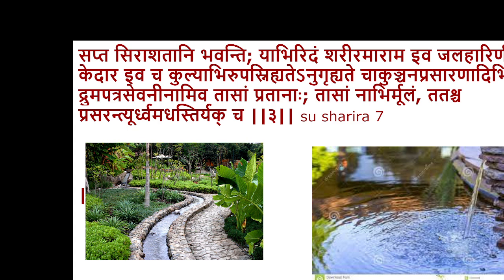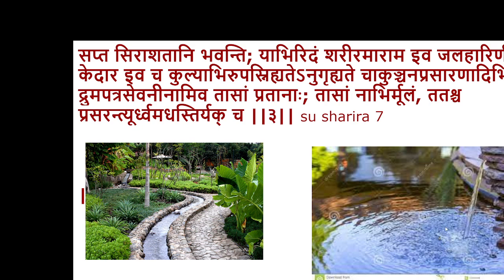And the simile given by Sushruta is aramaya jalaharanibhi, like a garden being irrigated through channels from a water source. And then there is another function like kedarivachakulyabhi, like a water pond which has accumulation of water from different sources, and the water is accumulated. So there is a sort of circulation.